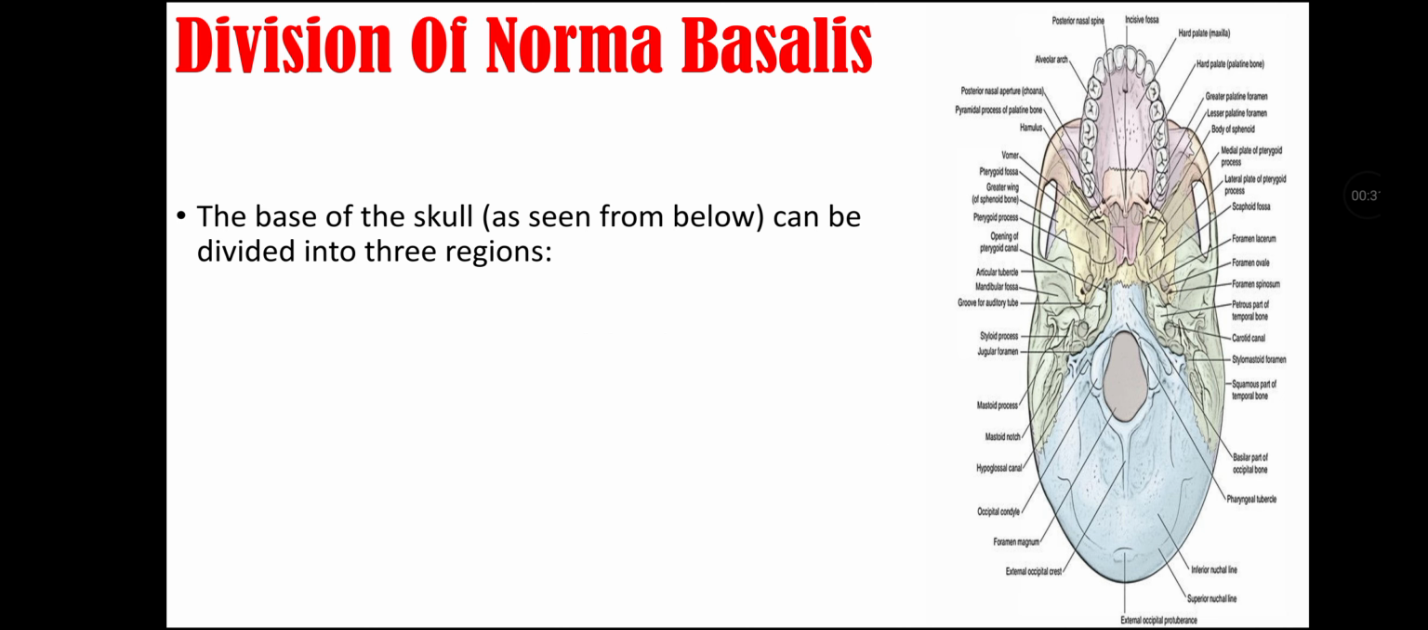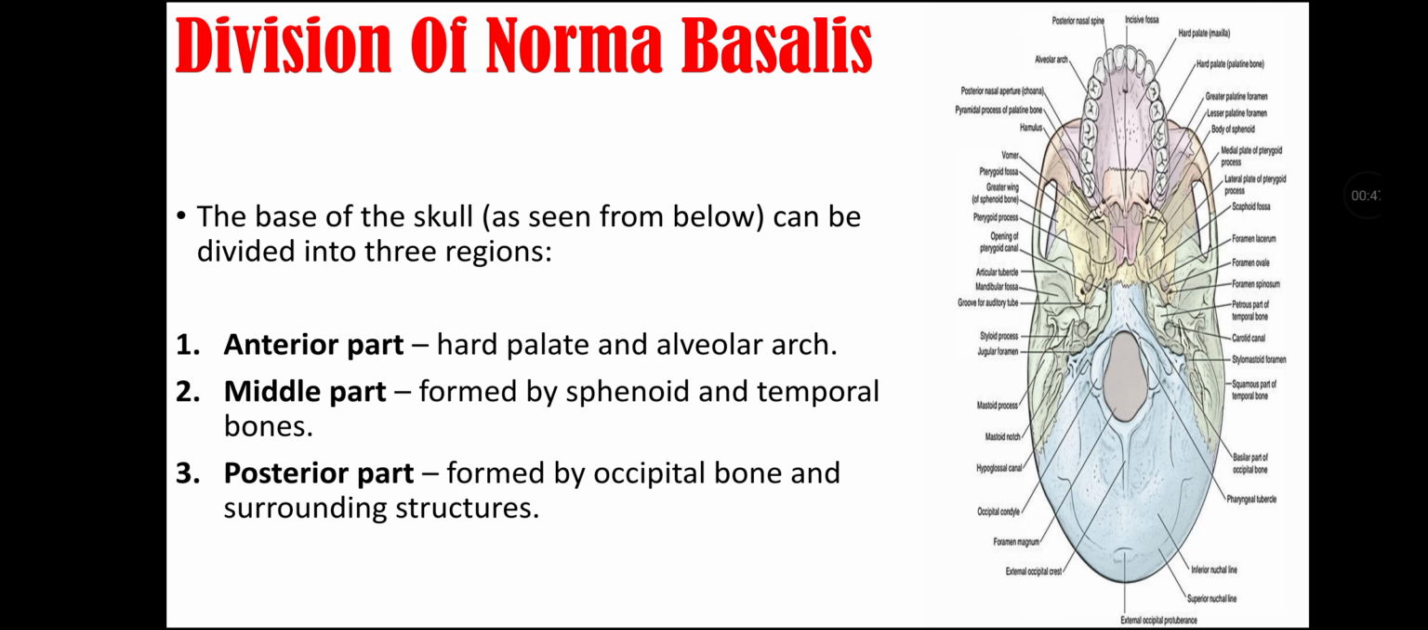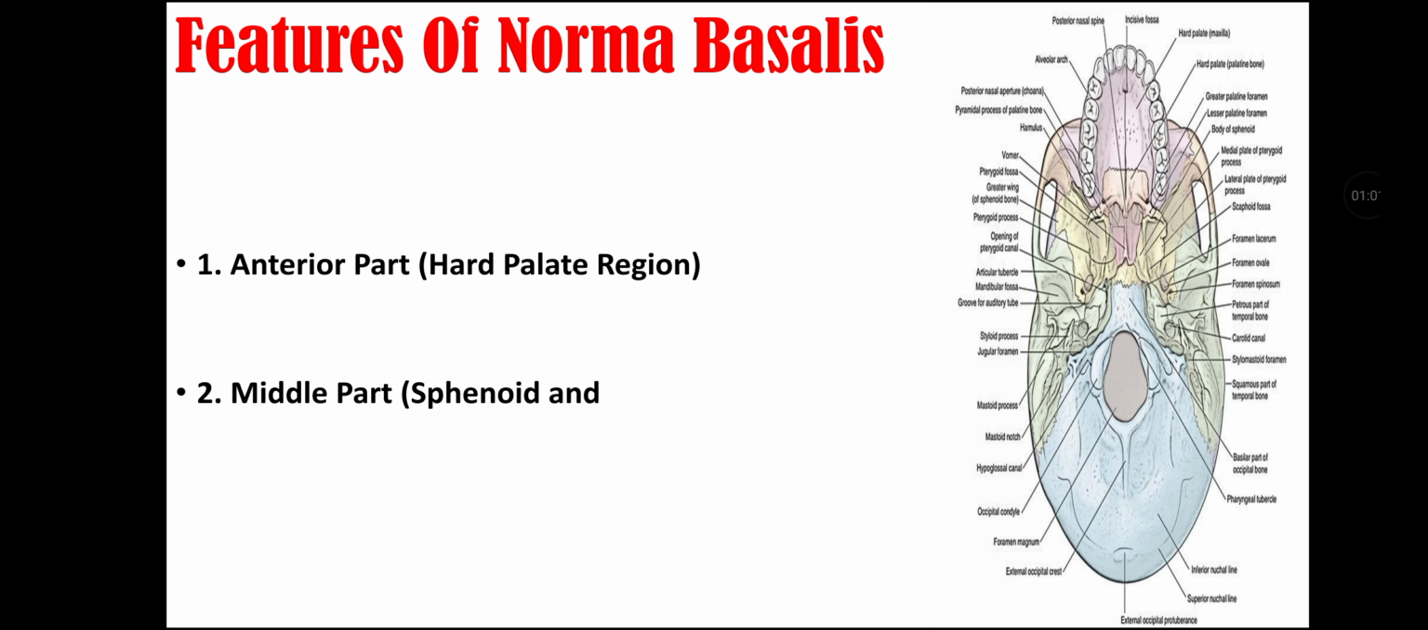Division of Norma Basalis. The base of skull, as seen from below, can be divided into three regions as we stated earlier. Anterior part, that is from hard palate till the alveolar arch. Middle part, that is formed by sphenoid bone and temporal bones. And posterior part, that is formed by occipital bone and surrounding structures. Now let's talk about these parts one by one. So first we will talk about features of Norma Basalis in the anterior part, that is also called as hard palate region. Then we will talk about middle part, that is also called as sphenoid and temporal bone region. And then we will talk about posterior part, that is also called as occipital region.